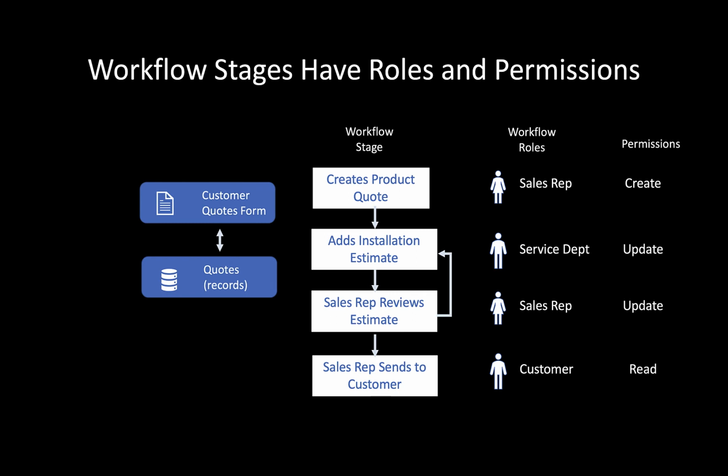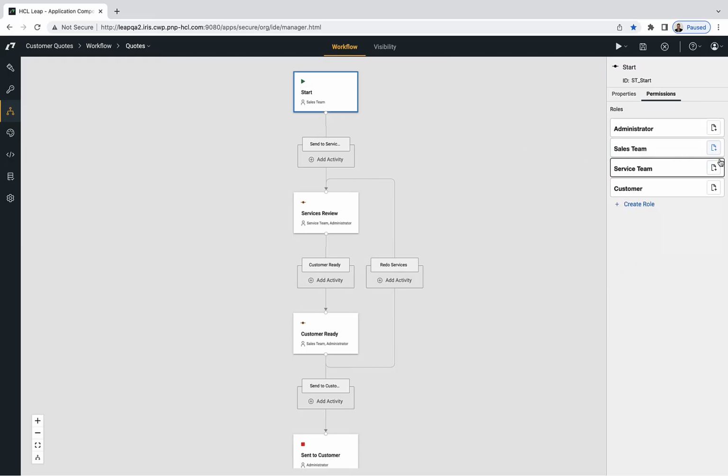And like we saw before, you can have different roles and permissions for each of these stages. In the app, we can see that the sales team has got the ability to create the initial record. It then goes to the service team. It's got the ability to read and update it. It then goes back to the sales team, and you can see that they've got the pen here, and they can then make some comments, and if needed, kick it back to the service team. And then finally, when it's at the customer stage, you can see that everybody can read it, including the customer.